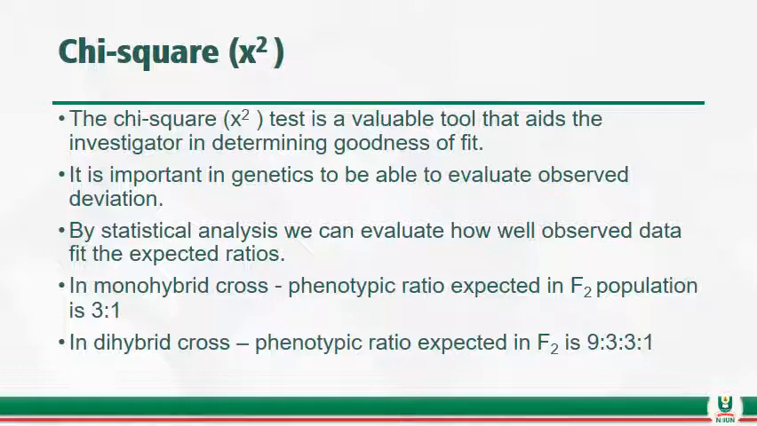So what you get may not be exactly what is supposed to be in the Mendelian ratio, but it shouldn't be totally different from it. So that's what they're saying. Like in the monohybrid cross, the phenotypic ratio that is expected in the F2 population is a ratio 3:1. And in the dihybrid cross, like we talked about earlier, the phenotypic ratio that is expected is 9:3:3:1.